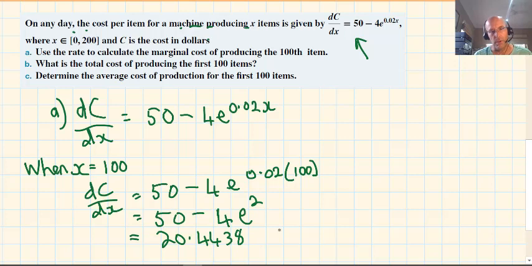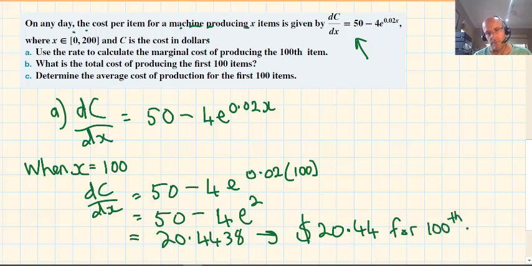Interpreting that means $20.44 for the 100th item. So for that 100th unit. Part B, what is the total cost of producing the first 100 items? That's the job of integration there. So we're going to go from the first item up to the 100th.